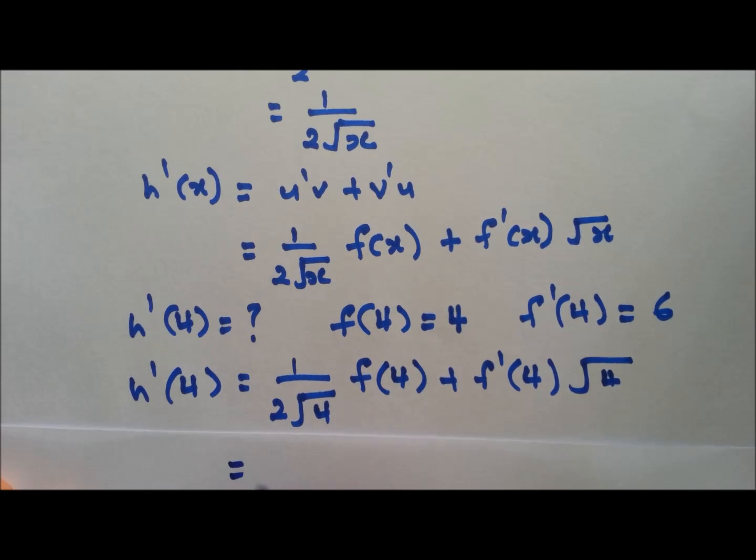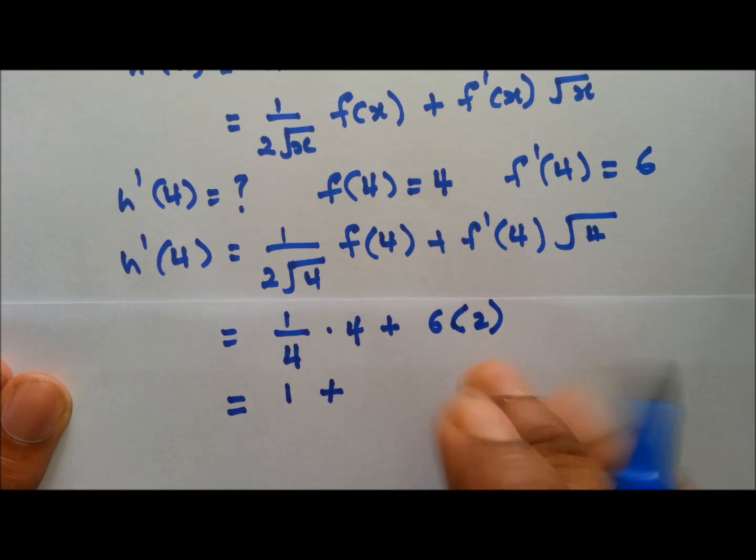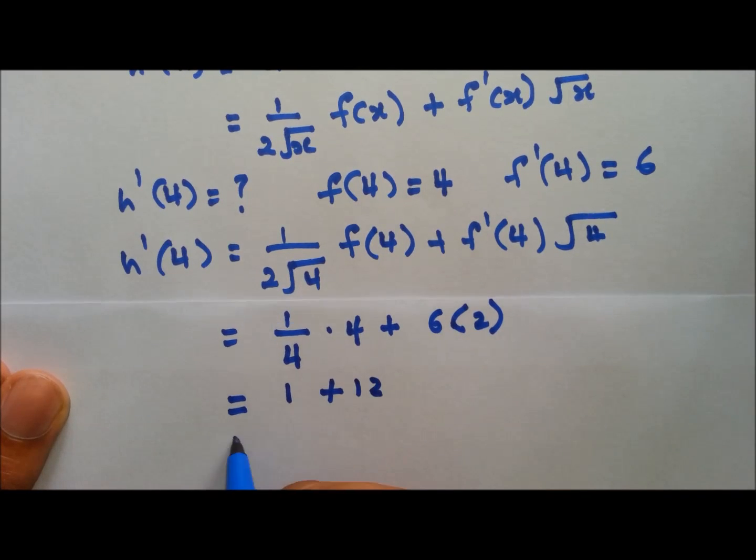So that is equal to 1 over 2 square root of 4, and square root of 4 is 2, so 2 times 2 is 4. f of 4 is given as 4, plus f prime of 4 is given as 6, times square root of 4, which is equal to 2. So that becomes 1 over 4 times 4, which is 1, plus 6 times 2, which is 12. Therefore, h prime of 4 is equal to 13.